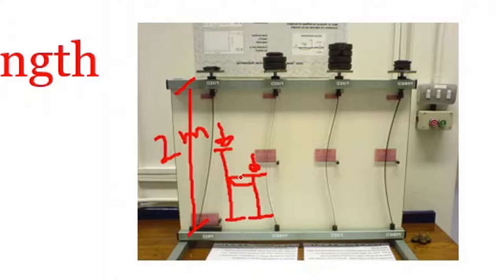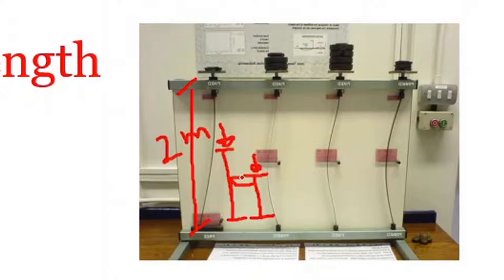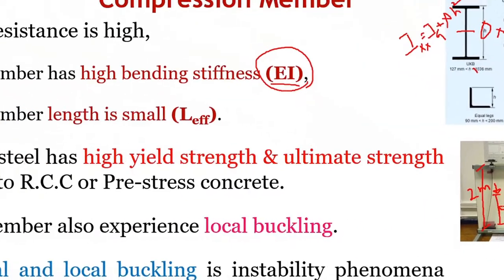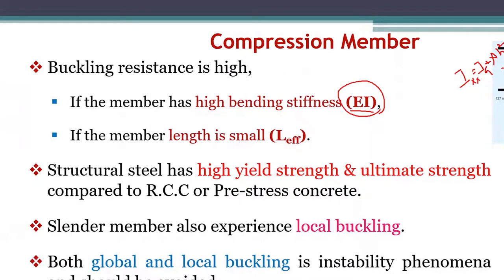But as of now, please understand the length is also related to its buckling resistance. If the length decreases, then buckling resistance increases. In other words, if you increase the length of the compression member, then buckling resistance decreases. Structural steel has high yield strength and ultimate strength compared to RCC or precast concrete. Slender members also experience local buckling.